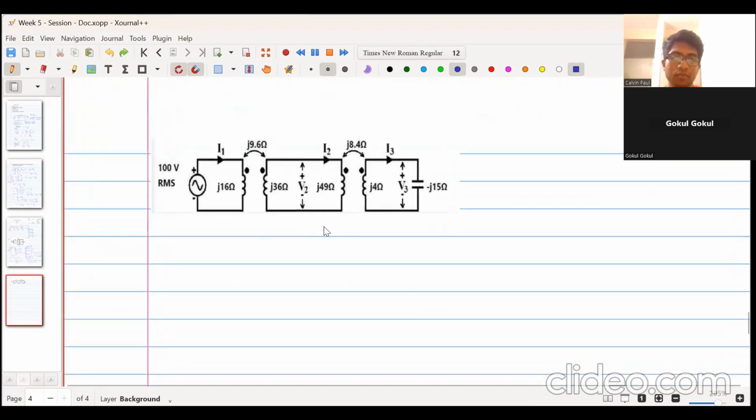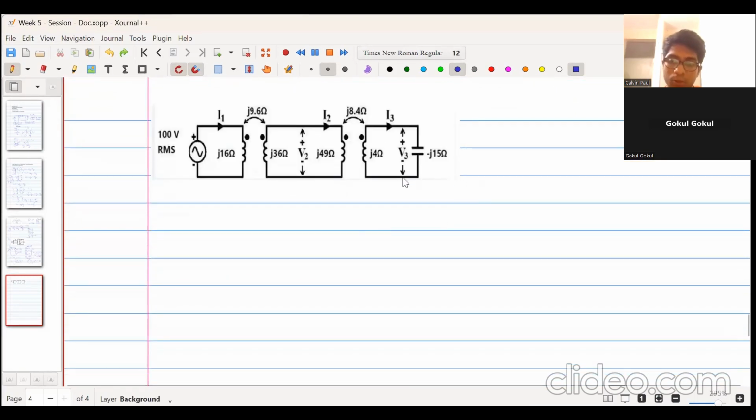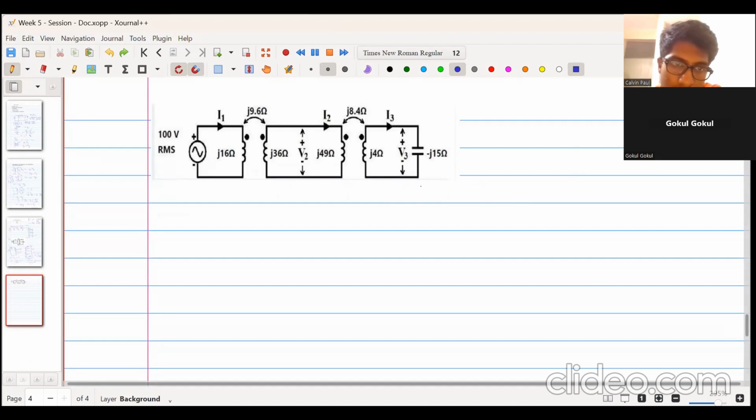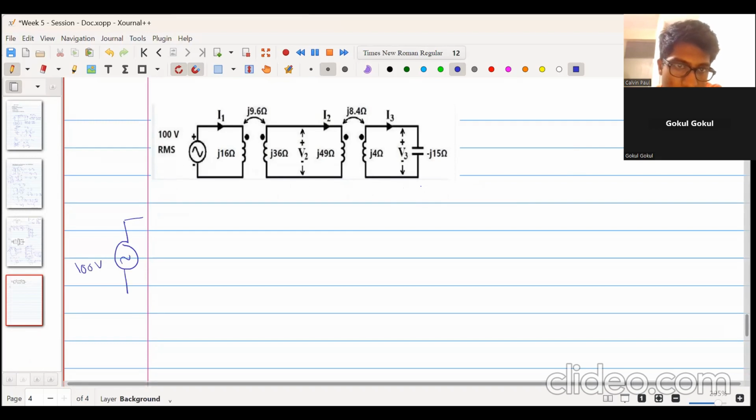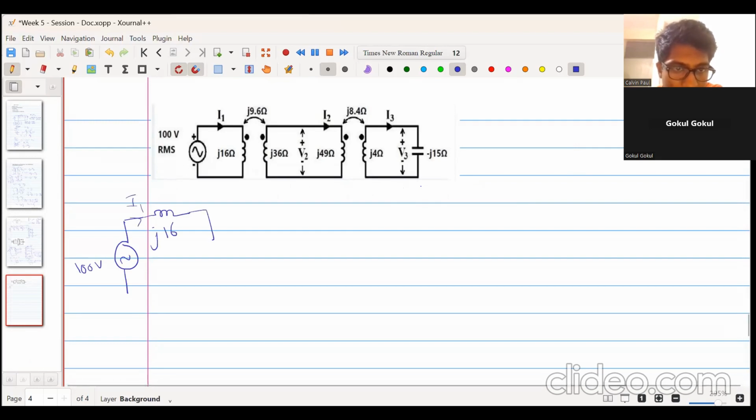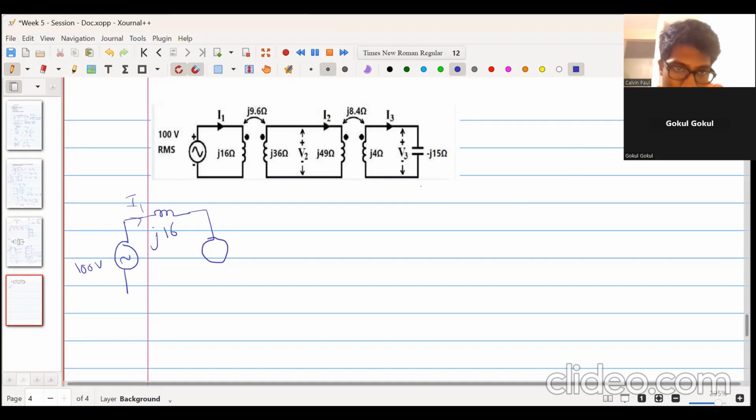So now we will consider this sum. Again, we will construct the equivalent circuit like how we constructed for the last example. So it comes out to be like this. This is the 100-volt source over here. J16 as previously, I1. Then this is the voltage which is induced due to the coupling.